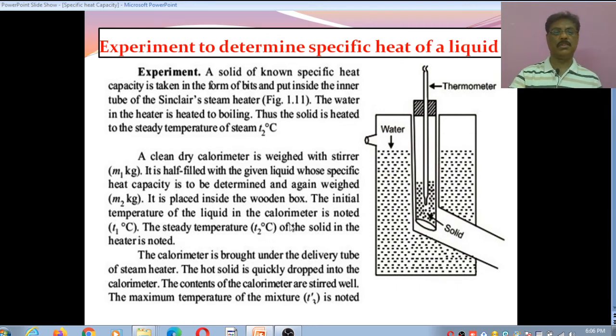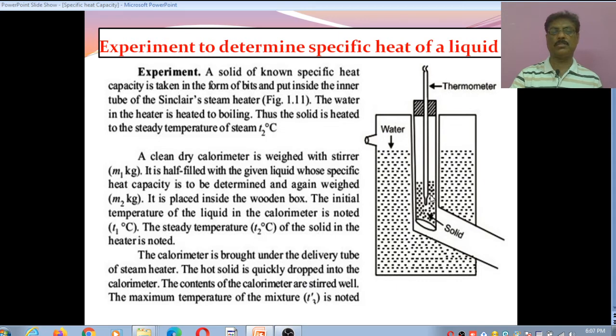How? The calorimeter is brought under the delivery tube of the steam heater. This is the delivery tube, which is tapped at the bottom. Here, on the right side bottom, you just bring the calorimeter under the delivery tube of the steam heater. The solid is quickly dropped into the calorimeter.